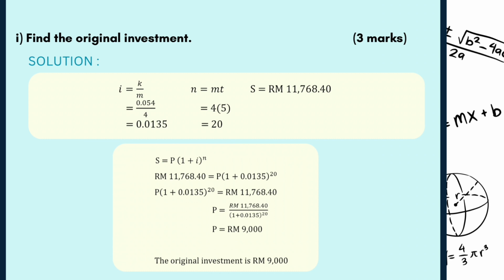Now, you need to insert all of the information in the compound interest formula. The formula is S equals P(1 + I)^n. On the left side, you need to put the total amount, which is 11,768 ringgit and 40 cents, while on the right side is P(1 + 0.0135)^20. To make things easier, you can move all the figures on the right side to the left side and do the same things on the left side. The question just wants P, so you need to move (1 + 0.0135)^20 to the right side, and it needs to be divided into 11,768 and 40 cents. Then the answer will be 9,000.